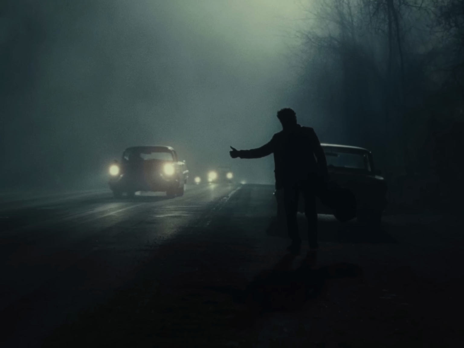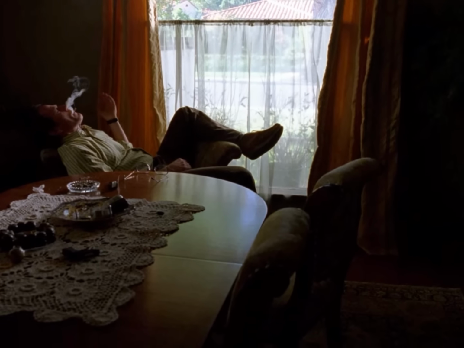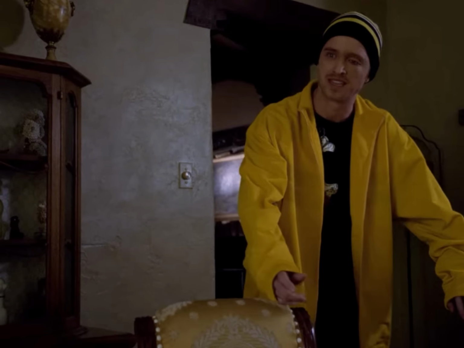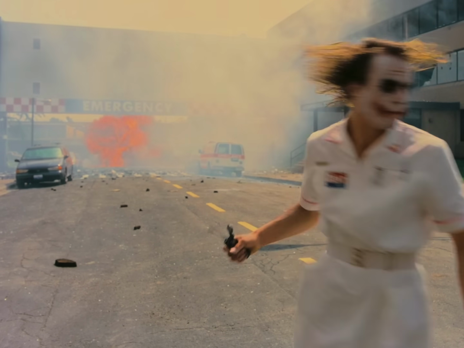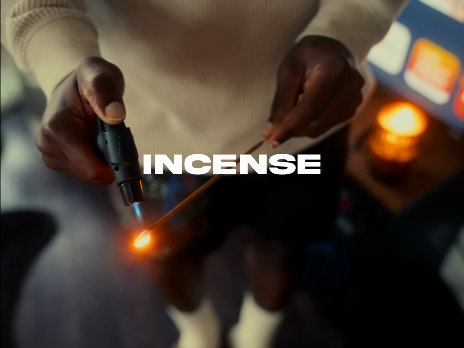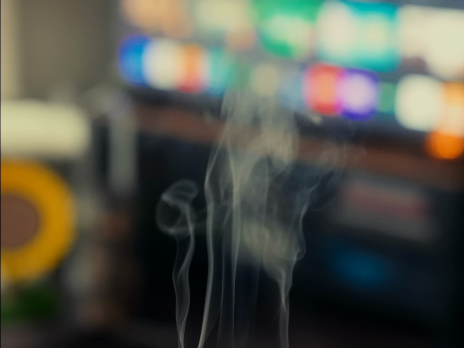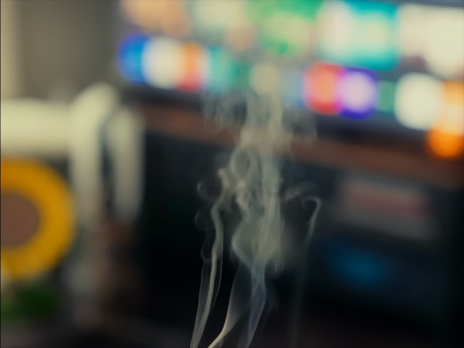Some people even buy silly little cans of atmosphere spray off of Amazon. And what creates this atmosphere is basically just smoke, haze, or fog. So in movies, they can have actors smoke or they could just blow some stuff up. But me personally, I like to use incense. Incense is something that you can commonly find in most people's homes. Some incense have the capability of creating a short-lasting kind of haze around your home.